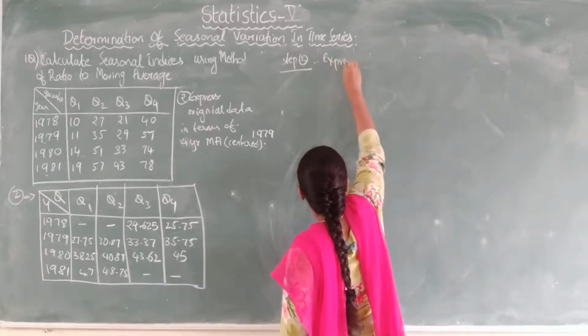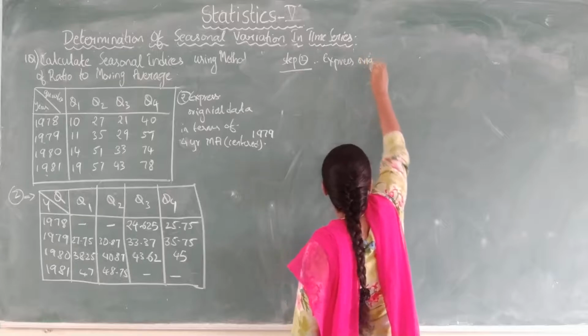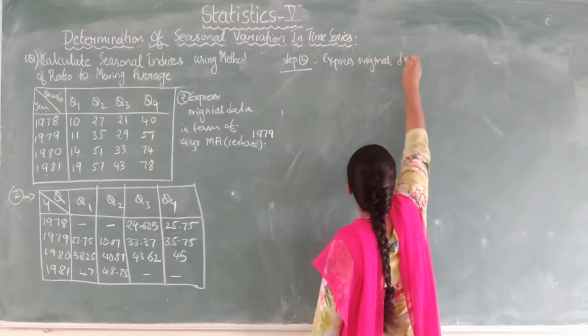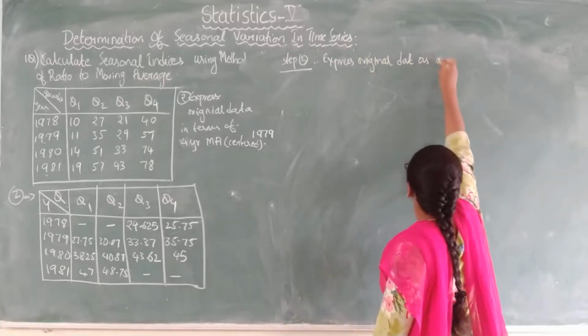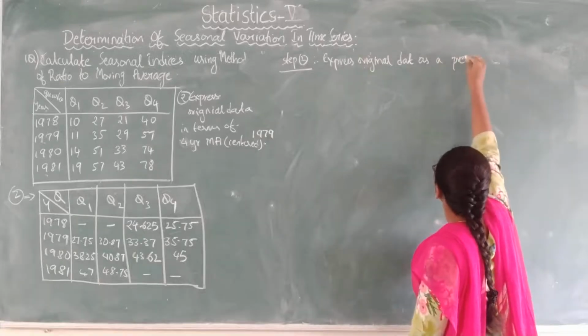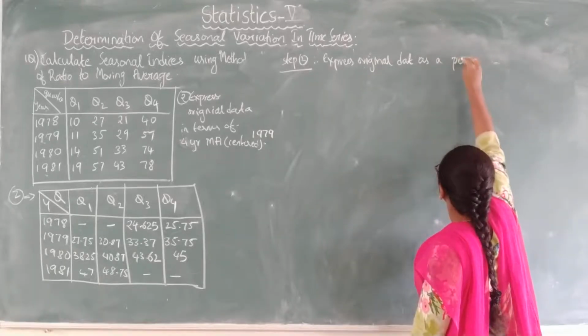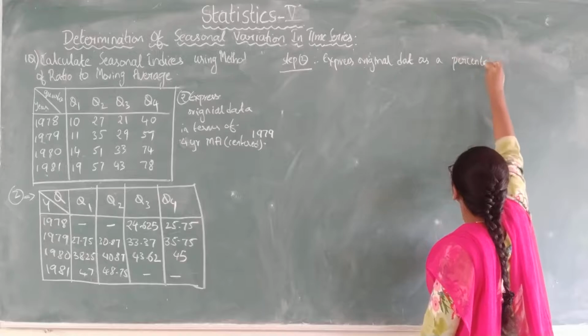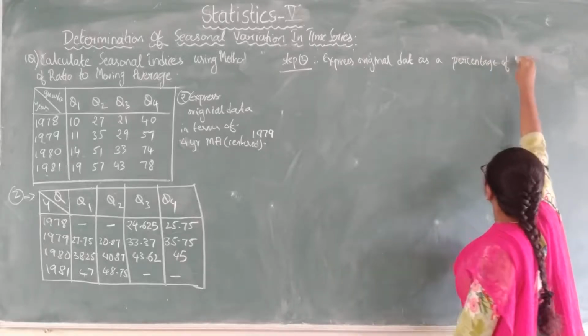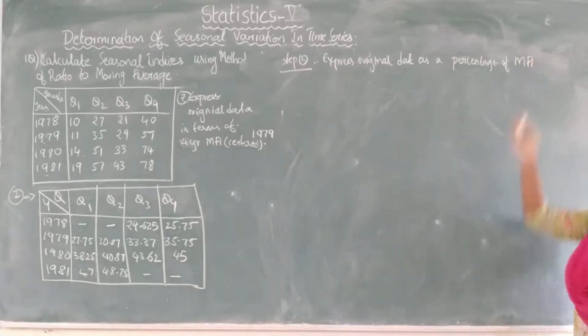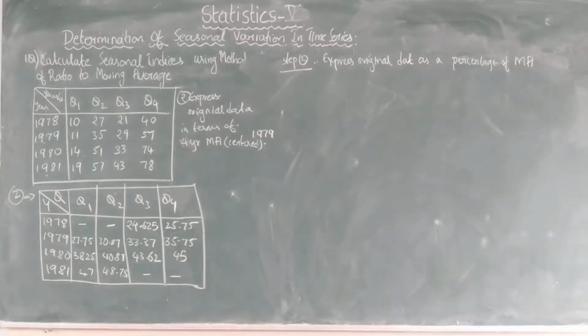Express original data as a percentage of moving averages. So whatever the center moving averages we have, that you have to express in terms of percentages.